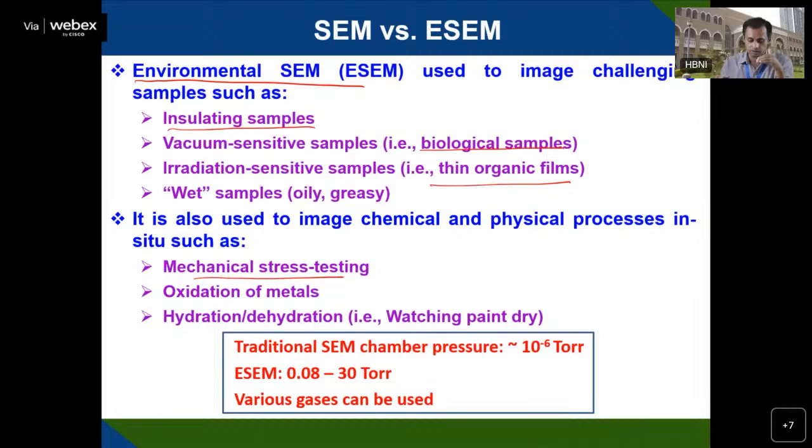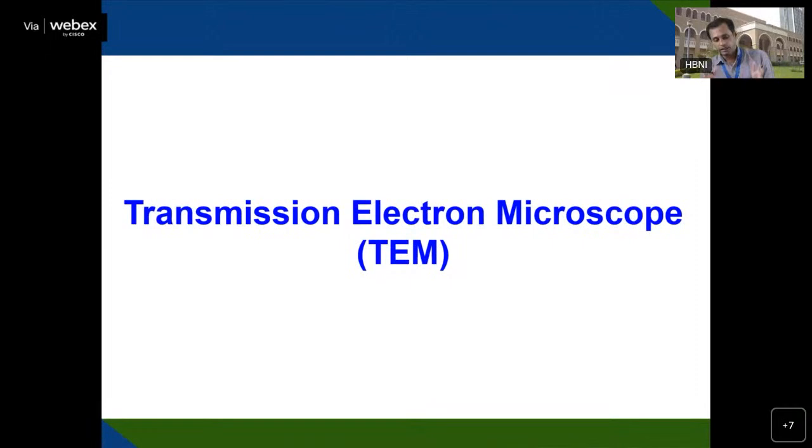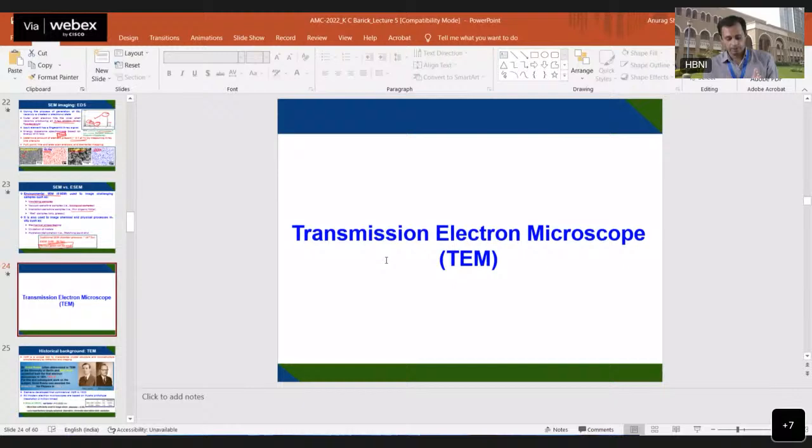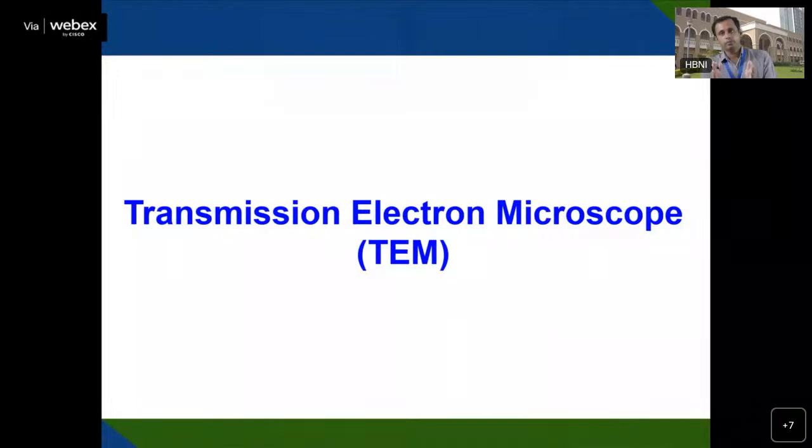In the ESEM, the pressure is quite low, 0.08 to 0.30 torr, and various gases can be used. Mostly a nitrogen environment is kept to provide the environmental condition. Mainly the SEM gives you topographic information about the sample, where you can see morphology, that is shape and size, and composition using the EDAX facility, or even crystallographic information using the FESEM, that is the field emission microscope.